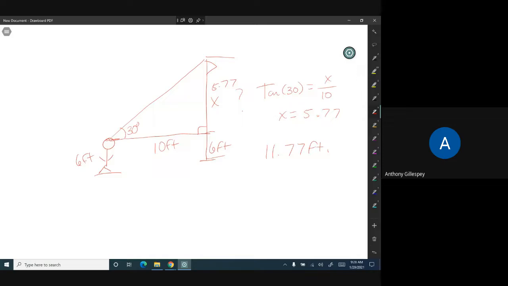Now, instead of being a flag, let's say this is a cliff. A really tiny cliff, apparently. The other person's up here. This is an important concept. You would think his angle is 30 degrees, so this angle looking down is 60 degrees. This angle looking up is called the angle of elevation.